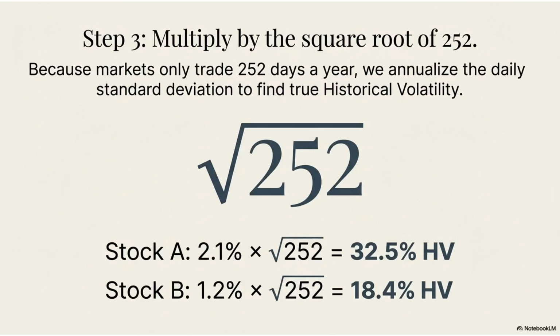Finally, step 3 is where we annualize the data. Because the market only trades, as we said, 252 days a year, we multiply the daily standard deviation by the square root of 252. So for stock A, the historical volatility is 32.5%, and for B is 18.4%.